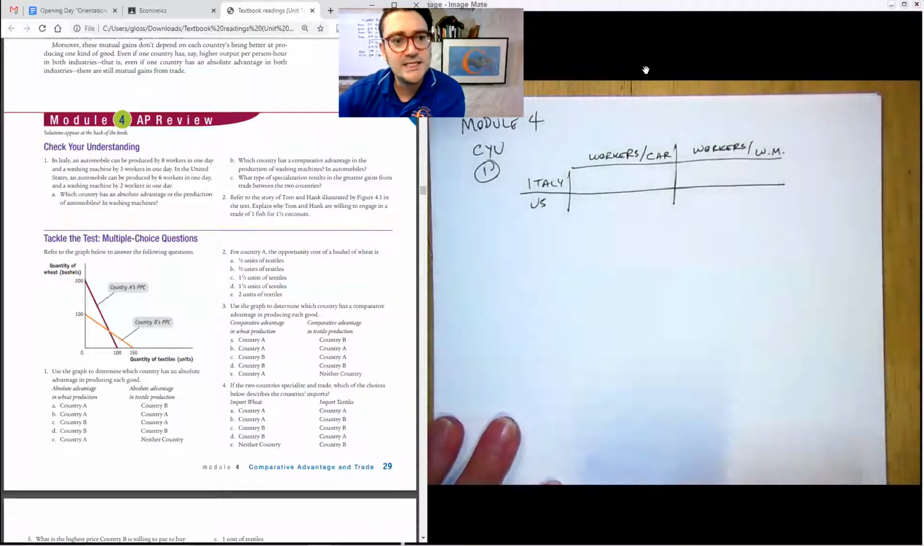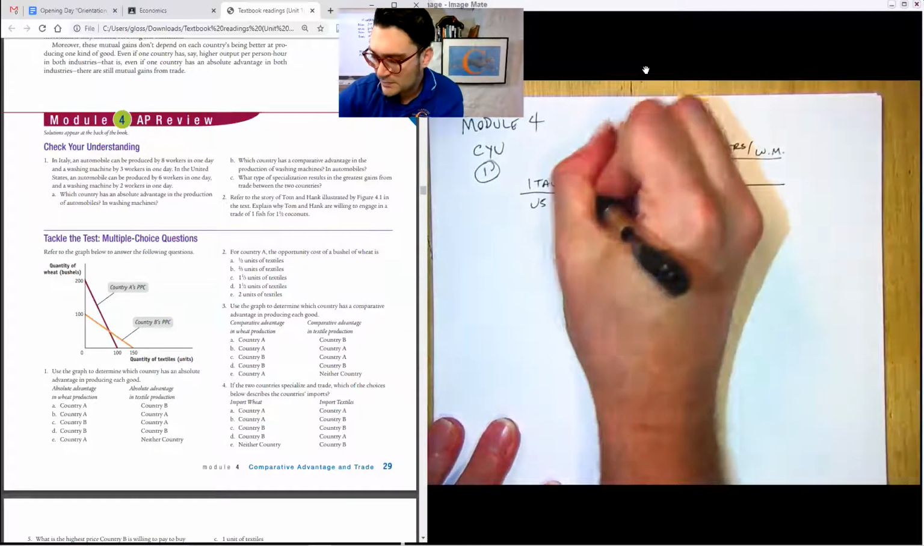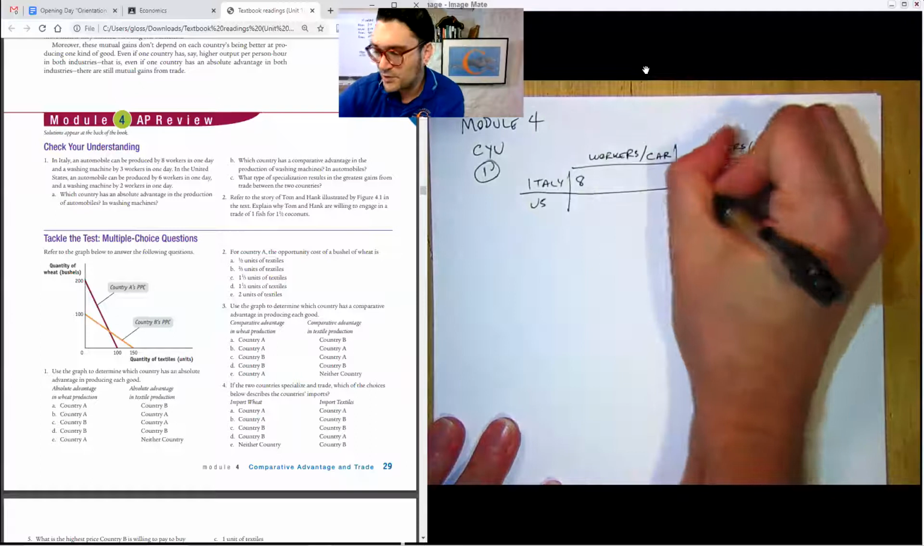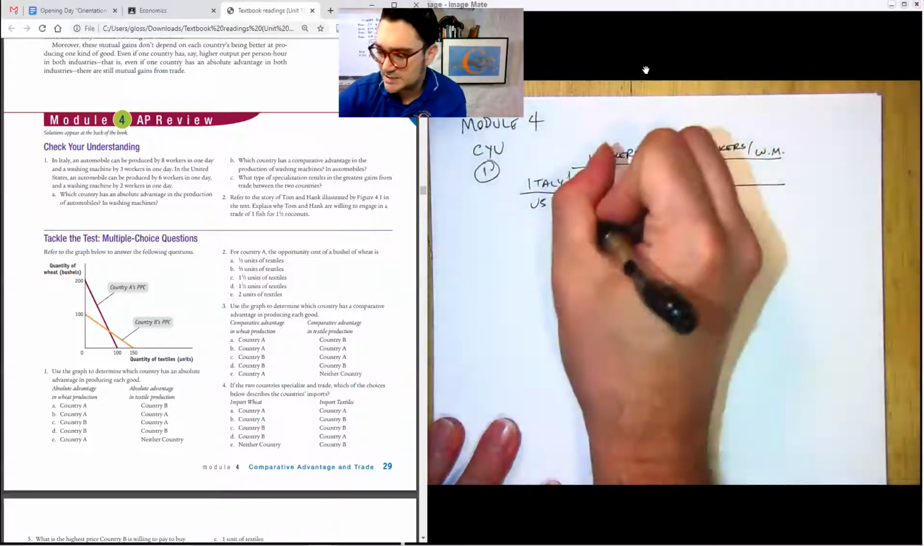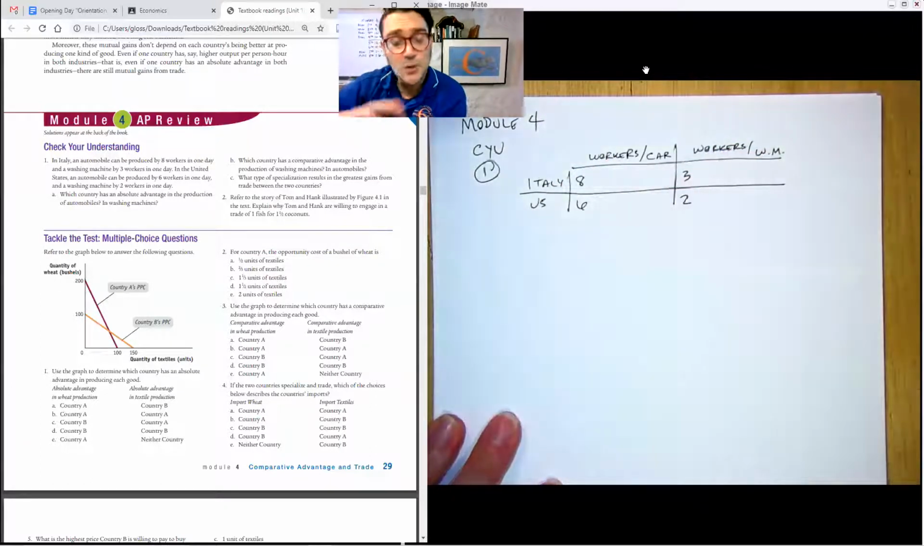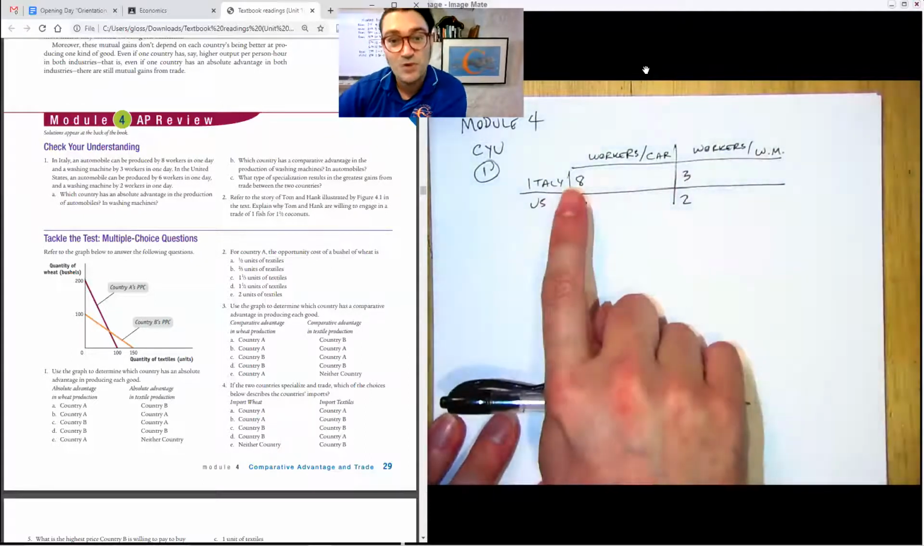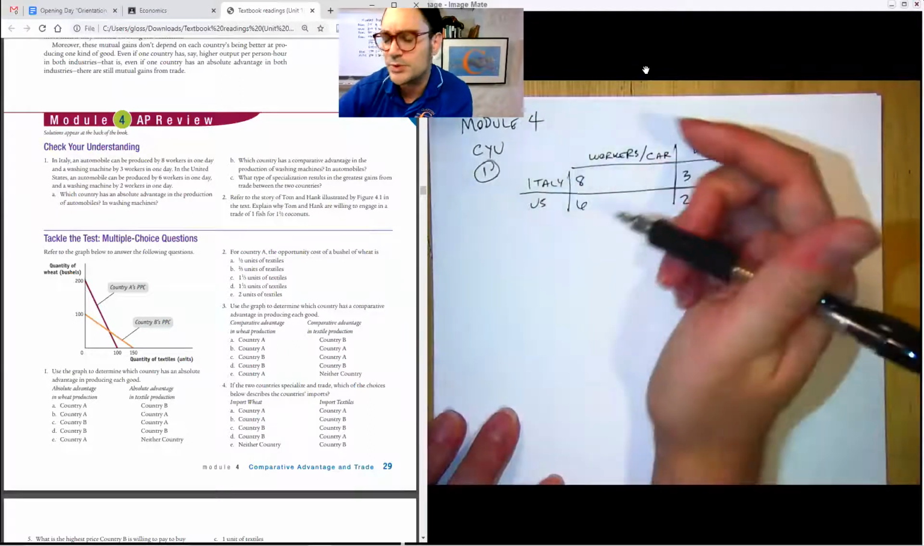And then it says Italy takes 8 workers to make a car, and it takes 3 workers to make a washing machine. And then in the US, it's 6 and 2. And the rest of these questions, they're valuable, and we're going to get to those. But I think let's go ahead and solve the problem first, and then we can answer the questions.